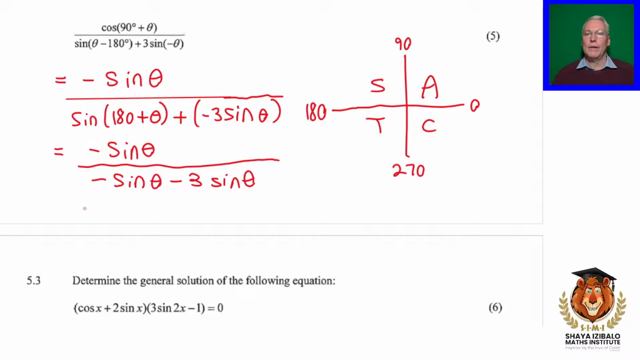So in fact we've got negative sine theta over negative 4 sine theta. Final answer is 1/4.